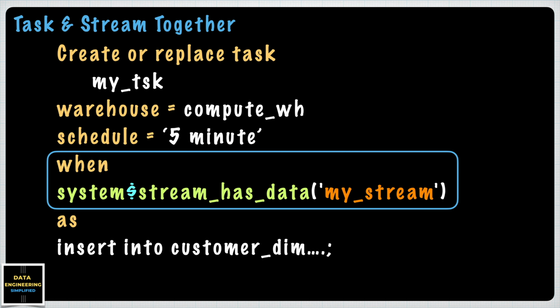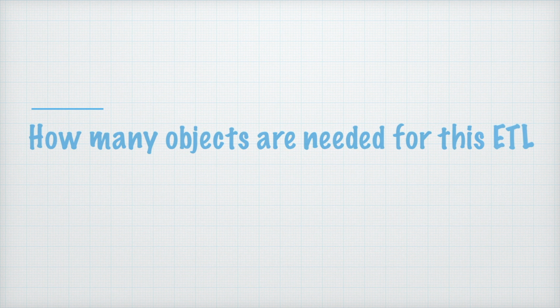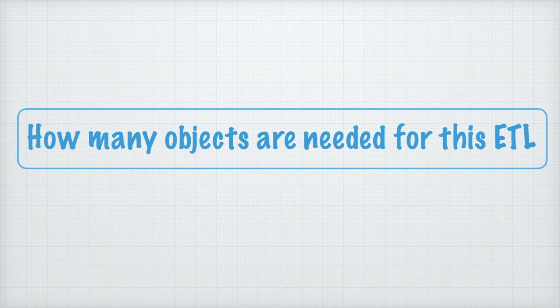This additional line with the when keyword says that the inline SQL statement will be executed only if my stream has data. If the stream has no data or no CDC is captured, then the task will do nothing. So you don't have to write any complex logic to make the task execute or invoke the SQL statement for your CDC or delta changes. It might look a bit tricky, but once you see all of them in action, you will be able to understand it clearly.